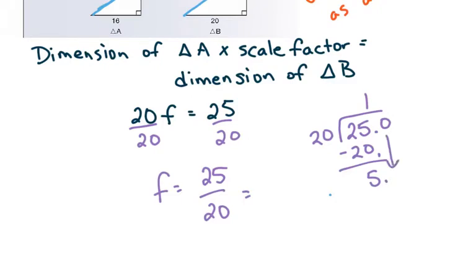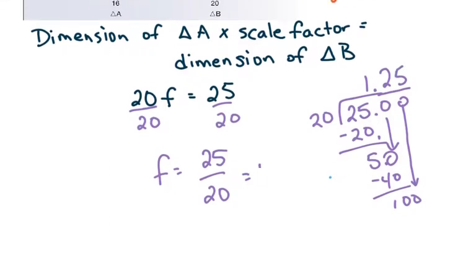Oops. 20 will go into 5 2 times, and 20 will go into 10 5 times. So our scale factor for this one is 1 and 25 hundredths.